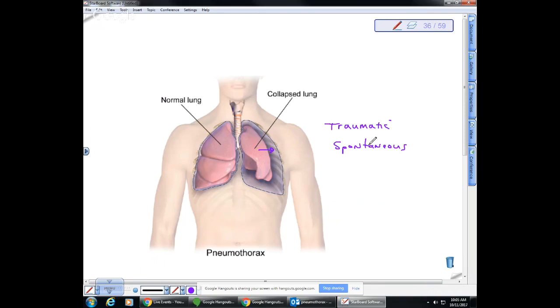And then if the lung does collapse due to the air moving into there and a change in pressure, that is called a tension pneumothorax. So tension means that the lung collapses. So I'm going to show you a video, and I want you to pay particular attention to the difference between traumatic and spontaneous, and the different causes of those pneumothorax.